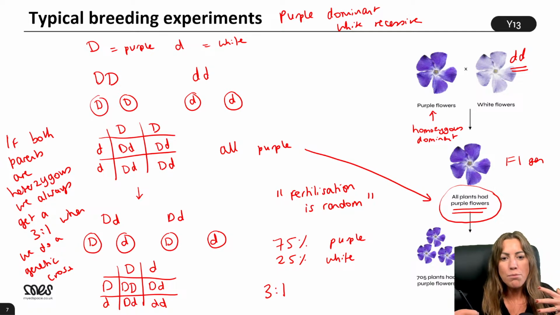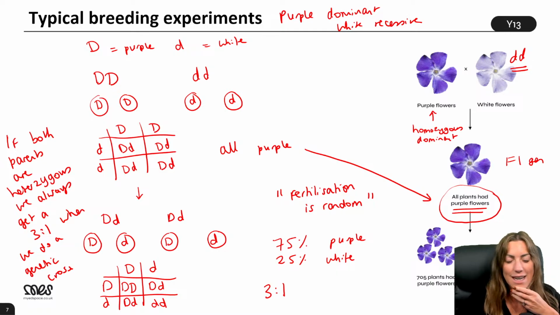So these are just predicted ratios, but in reality, fertilization is random, okay? And Saya is kind of thinking of something else as well. In meiosis, there can be crossing over and there's other things to think about. But for now, we're just going to say fertilization is random because that is usually a 1-mark question, okay?